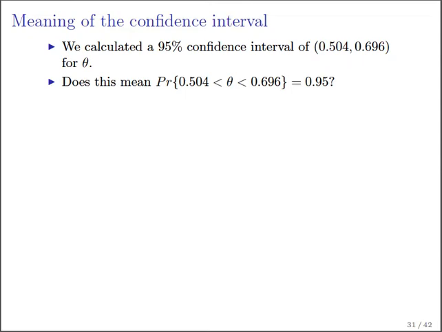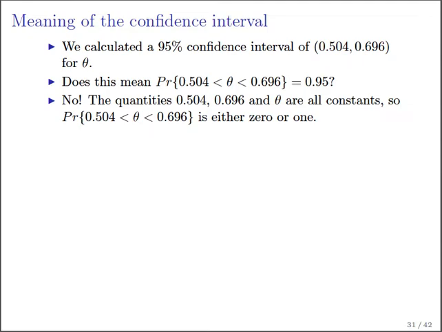The meaning of the confidence interval. We calculated a 95% confidence interval of 0.504 to 0.696. Does that mean that the probability that theta's between those two numbers is 95%? Oh no, not at all. Those quantities, that is 0.504, 0.696, and theta, they're all constants. So if it makes sense at all to talk about the probability that a constant is between another set of constants, that probability's got to be either 0 or 1.